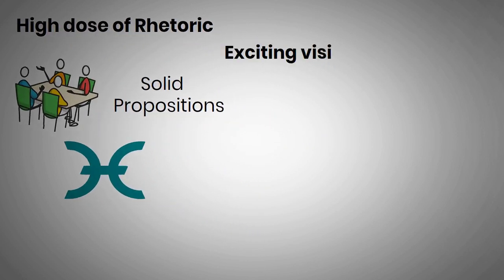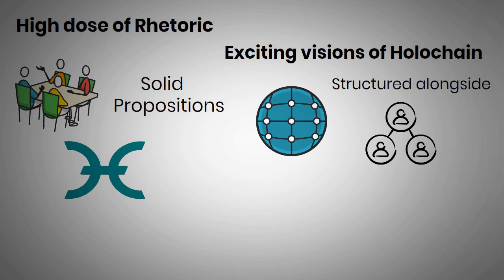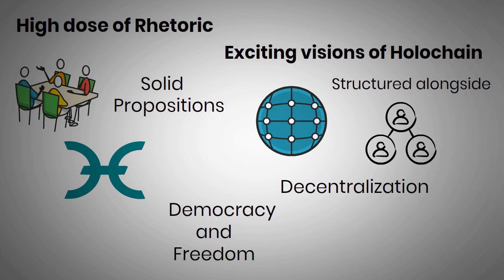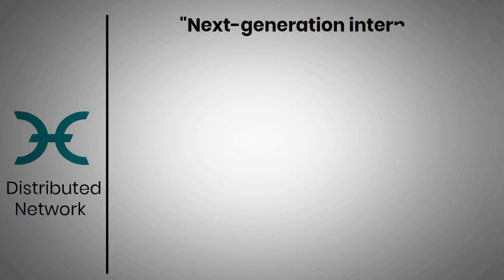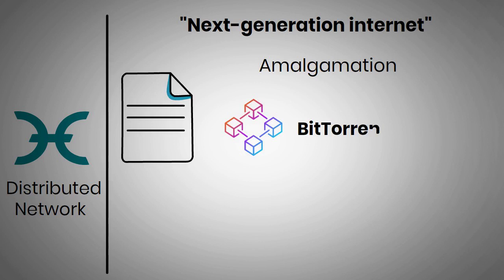One of the exciting visions of Holochain is to change the present structure of the internet. The internet today is structured alongside a server-client basis. This is to say that decentralization is not optimum. Further, there is little democracy and freedom regarding the utilization of this resource. In light of this, Holochain wants to create a distributed network that can also be the basis of the next generation internet. According to the platform's white paper, Holochain is an amalgamation of blockchain, BitTorrent, and GitHub.